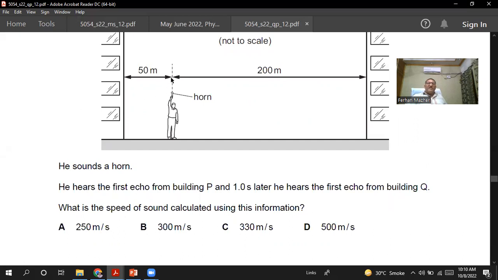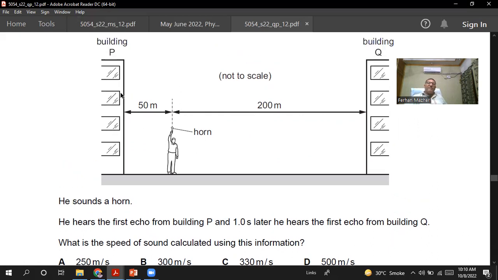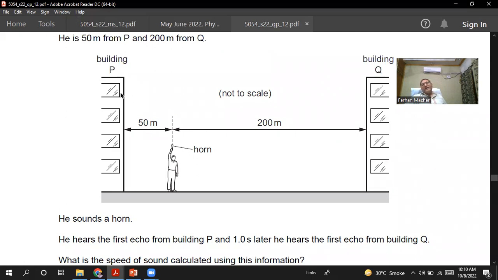Okay. So this sound went 50, covered 50 meters and then came back, covered 50 meters. So this sound wave, which came back from P, has totally covered a 100 meter distance. The sound wave which went to the building Q went 200 meters and then came back 200 meters after reflection. So this sound has covered 200 plus 200, 400 meters. So the difference of the distance between these two sound waves is 400 minus 100, that will be 300 meters.